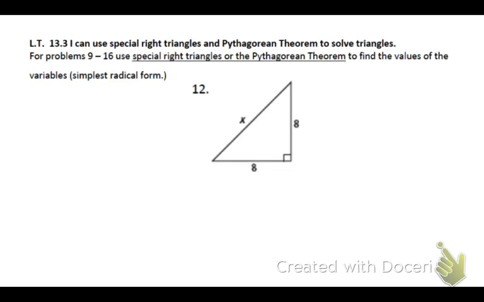Okay, this one is a special triangle. It's an isosceles right triangle, which means that these two angles have to be the same, and they're both 45 degrees. And then what you have to do here is whatever the legs are, you just multiply them by radical 2 to get the hypotenuse. So this is just 8 radical 2. There's no calculating or anything that you need to do.